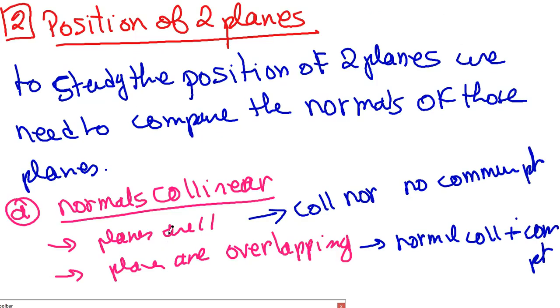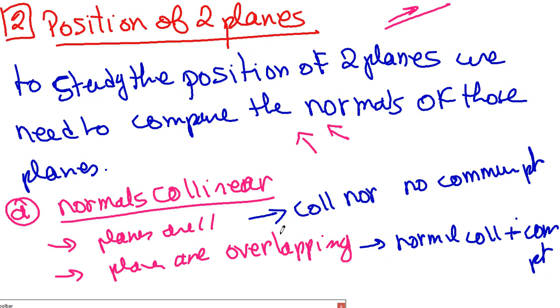Now, part 2, we need to find the position of two planes. To study the position of two planes, we need to compare the normals of those planes, because each plane is defined by its normal. We know from the preceding lessons that a line is defined by its vector director, and here a plane is defined by its normal vector. So if the normal vectors are collinear, so what does collinear mean? They are parallel.